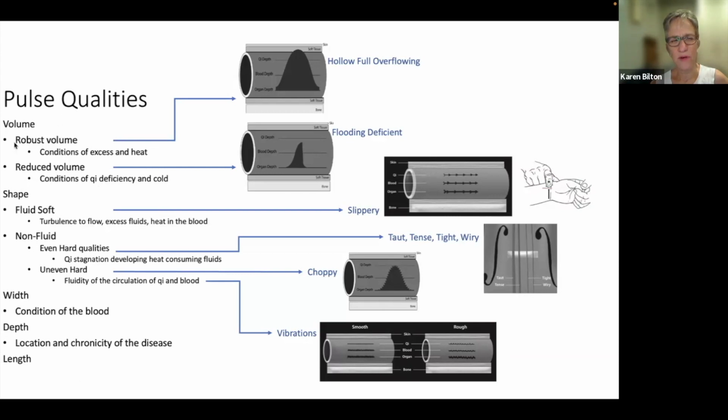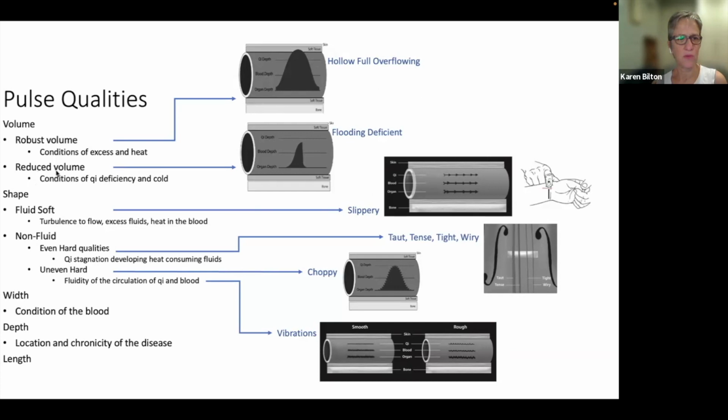There's 4 or 5 robust volume pulse qualities, but to give you an idea of when we talk about robust volume, this is our robust pounding, our hollow full overflowing wave, which we just spoke about, our flooding excess wave, which is a sign of acute heat, like infection, fire, that sort of heat, as opposed to a more chronic heat in the blood. All these, the robust volume qualities, they're conditions of excess and heat. And our example here is the hollow full overflowing waveform.